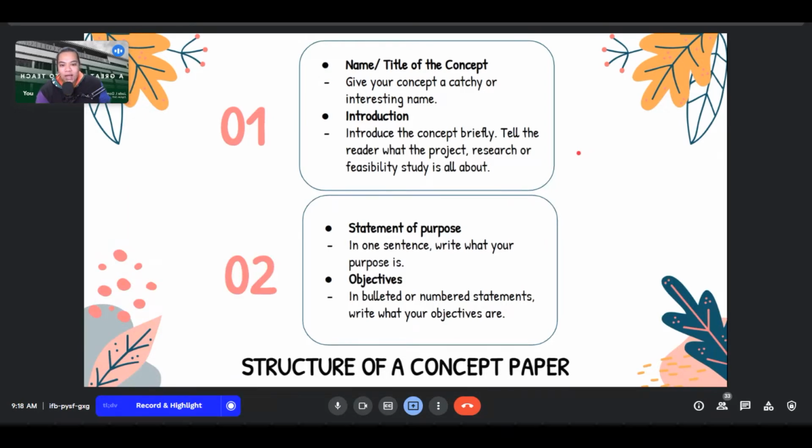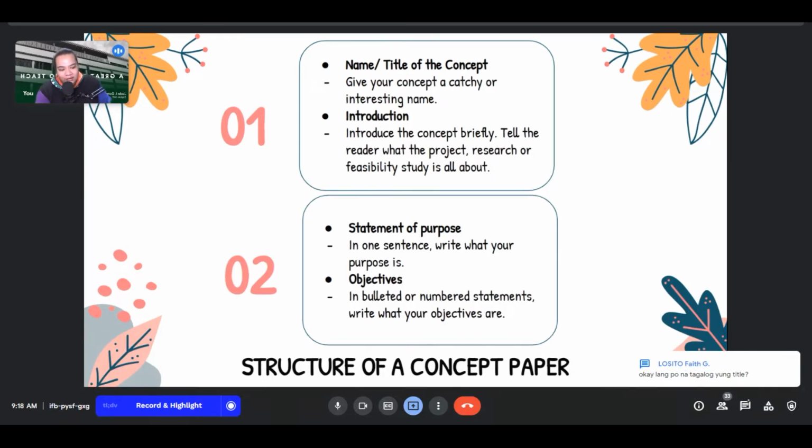So kung makakaisip kayo ng catchy or funny or interesting name for your project or concept, it will be beneficial for you. But of course, make it appropriate. Siyempre, alangan naman lagyan nyo yan ng mga curse words. Okay? Since we have an introduction, we need to introduce the concept briefly. When we say briefly, this is just a short explanation or a short introduction to what the problem is.